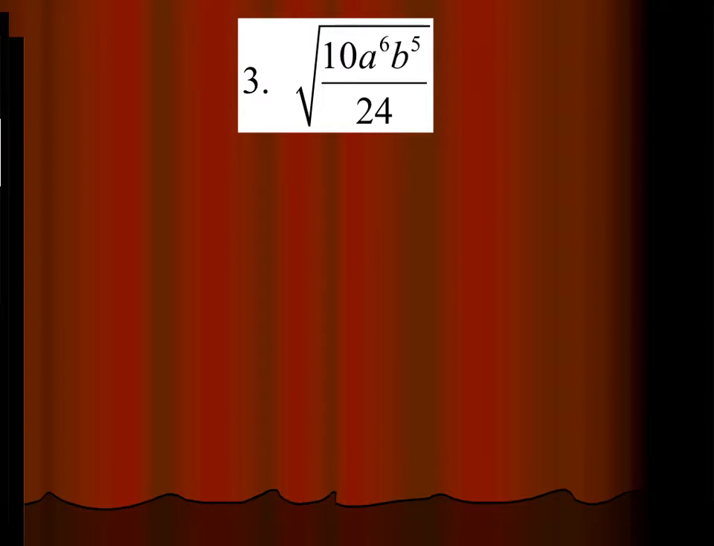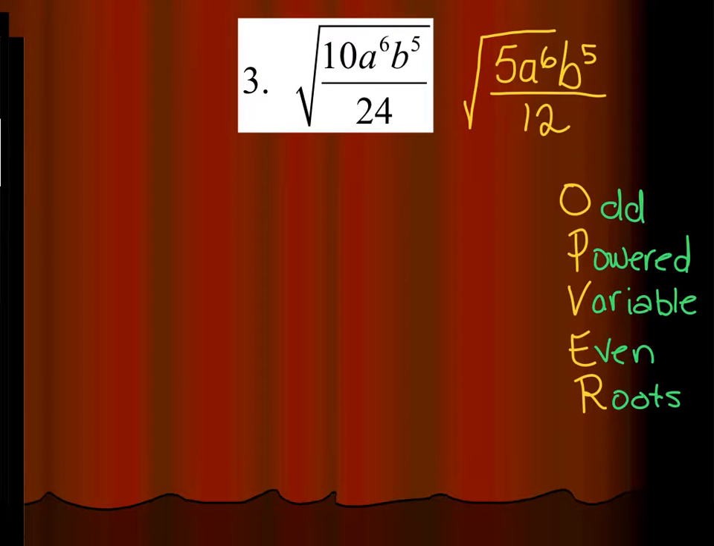Okay, our next problem is a fraction, which when we separate this, you'll see a radical in the denominator, but let's simplify it first. Okay, now that we have it simplified, 10 over 24 is 5 over 12. I see variables in here, so let's go back to our saying OPVER, odd-powered variables with even roots. Well, I know I have variables, and I know it's a square root, so I'm going to have to consider this when I'm done.